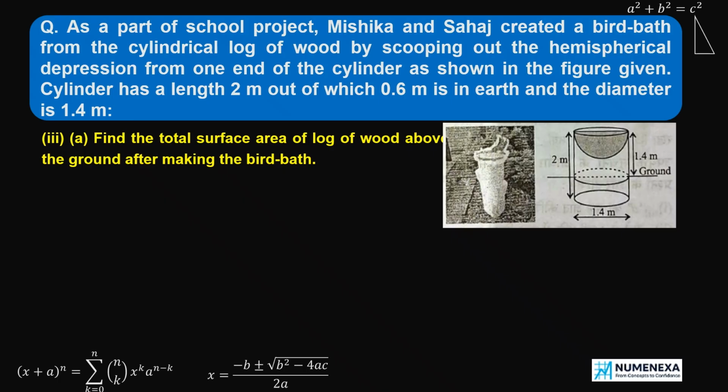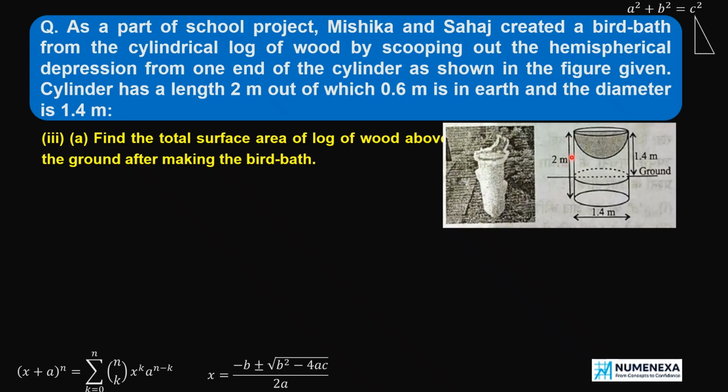Now we need to determine the total surface area of the log of wood above the ground. If you recall, this log of wood is in the shape of a cylinder, and the height of the cylinder was 2 meter. However, 0.6 meter of the height of the cylinder is in the ground, that is below the ground. So the height of the visible part will be 2 meter minus 0.6 meter.